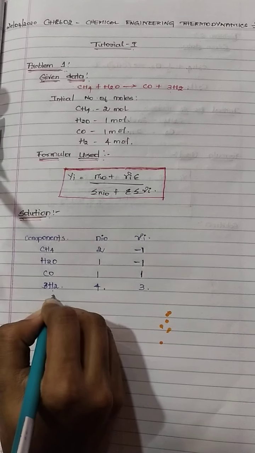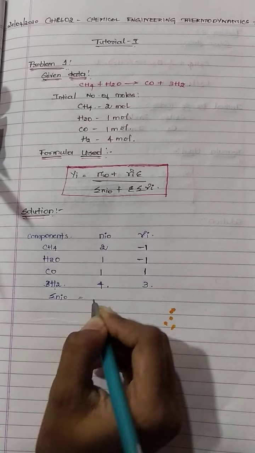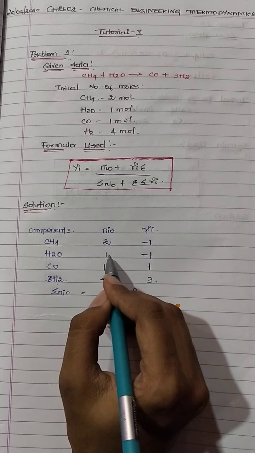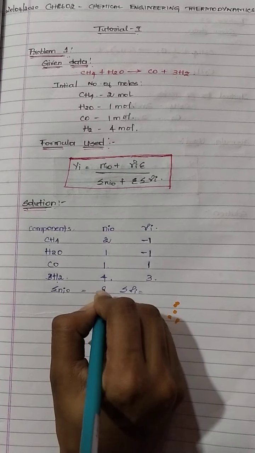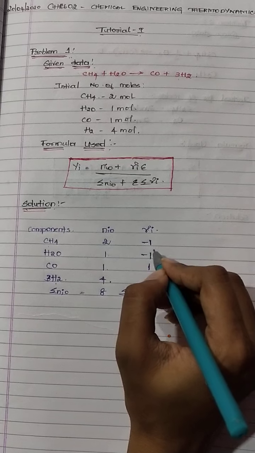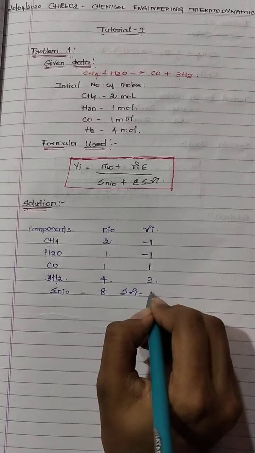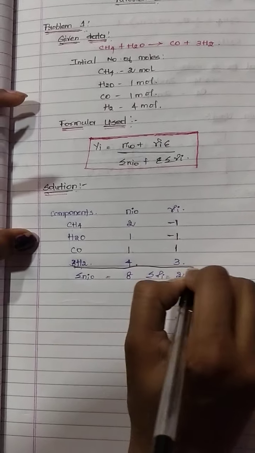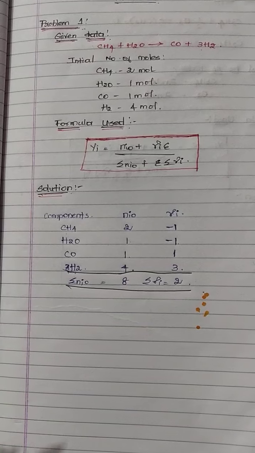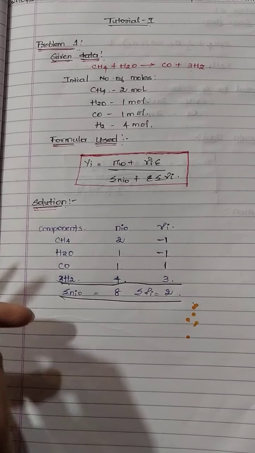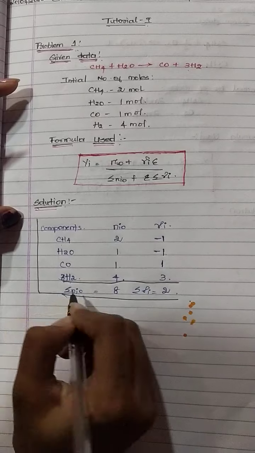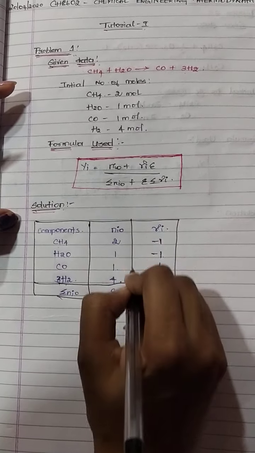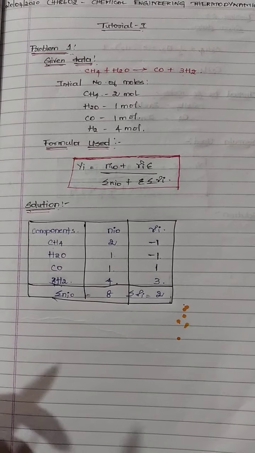Now calculate the summation of Ni0 and the summation of nu I. If I add these, 2 plus 1 is 3, 3 plus 1 is 4, 4 plus 4 is 8. For nu I it will be minus 2 plus 4, so it is 2. This is what is required to write the solution. Always draw the table. Even though I am drawing in free hand since I don't have a scale, please do it with a scale.